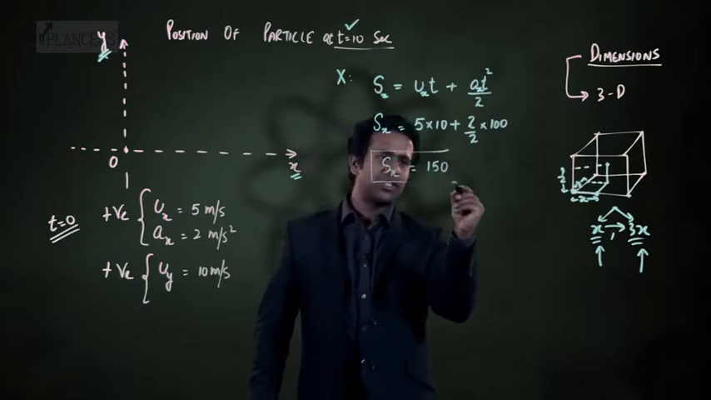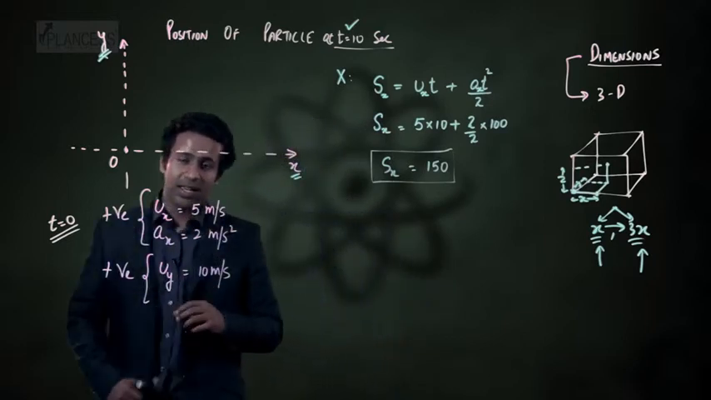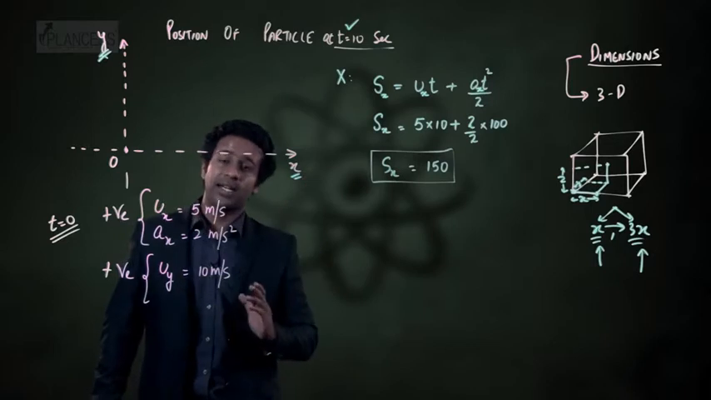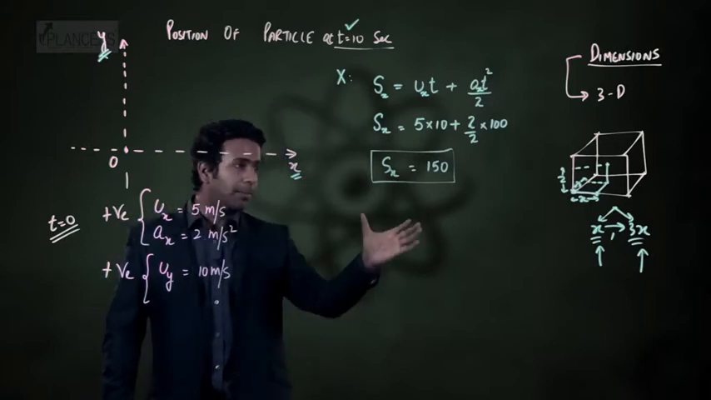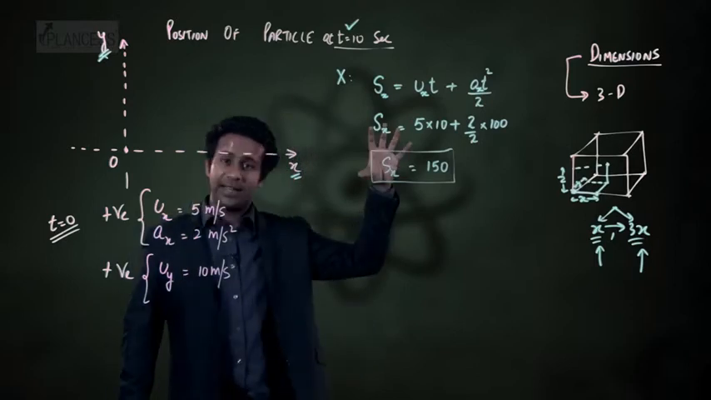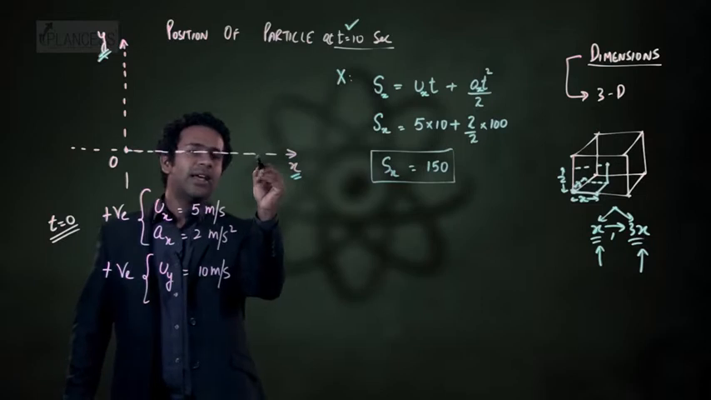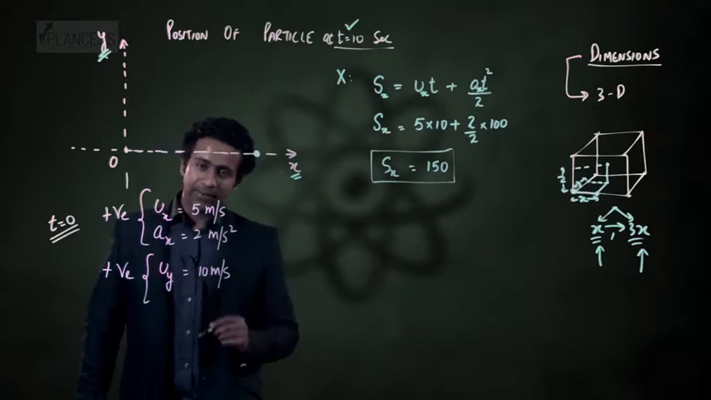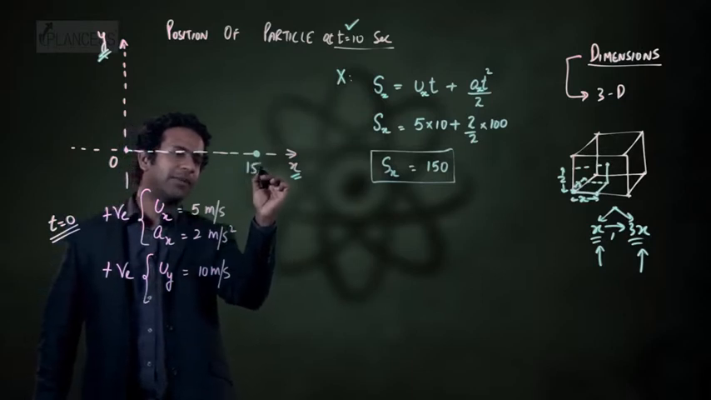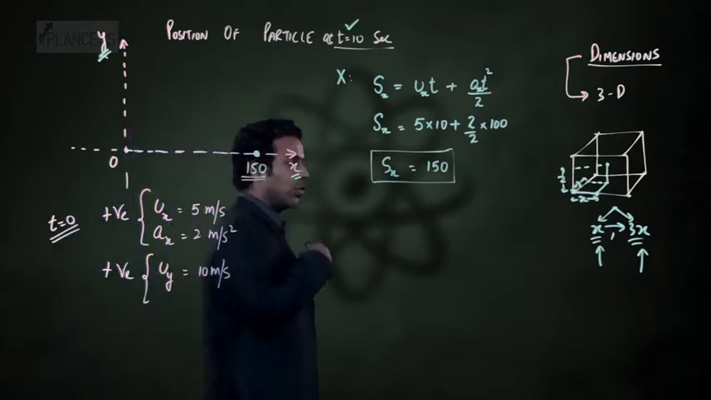So this displacement of 150, what does this tell us? This tells us that along the x-axis, the particle has moved up to a distance of 150 meters. So by solving this, we have determined that at t equal to 10, the x-coordinate of this particle is 150. So this is what we have found so far.